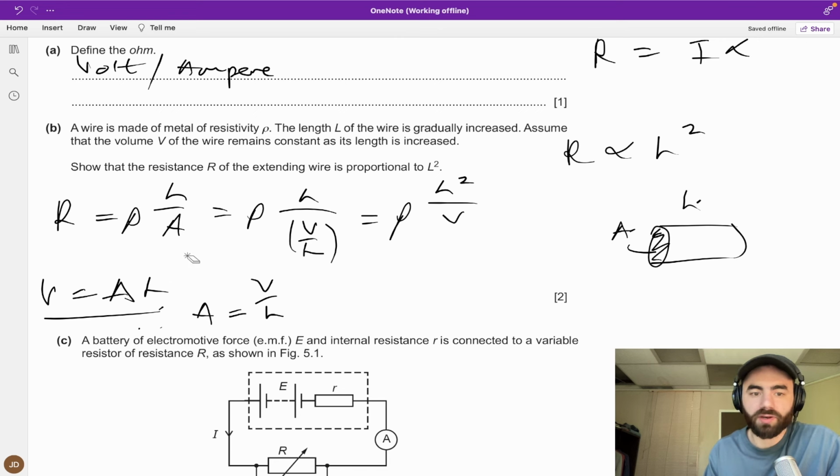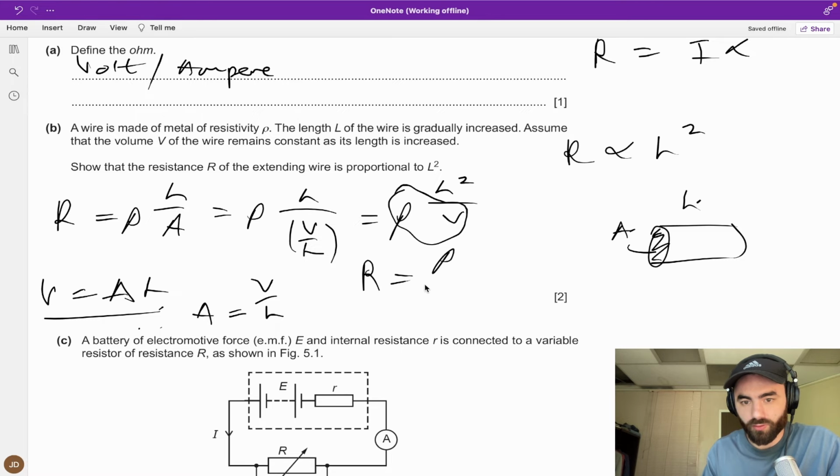Why did I substitute this in? Because I don't know what's happening to the area. It doesn't say it remains constant, but it says that the volume remains constant. So I find out what the volume is and substitute it in, because then this thing here remains constant. And if this thing here remains constant, well, we can say that R equals rho over V times L squared. This is constant. If this is constant, well then R is proportional to L squared.